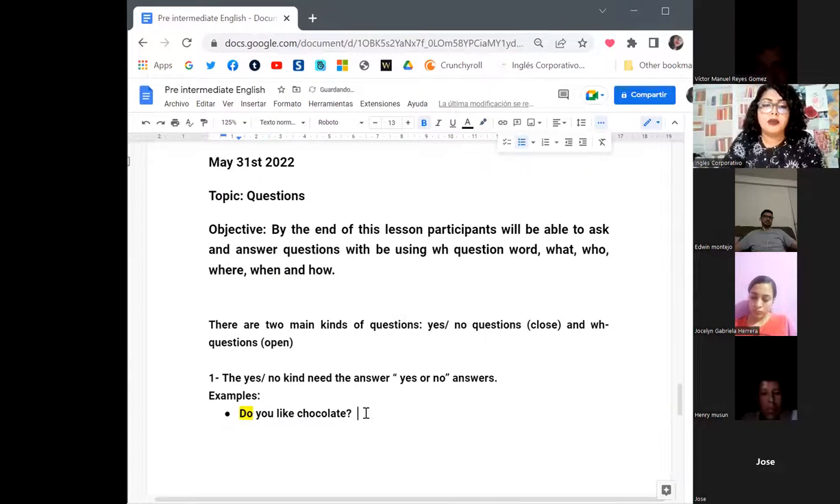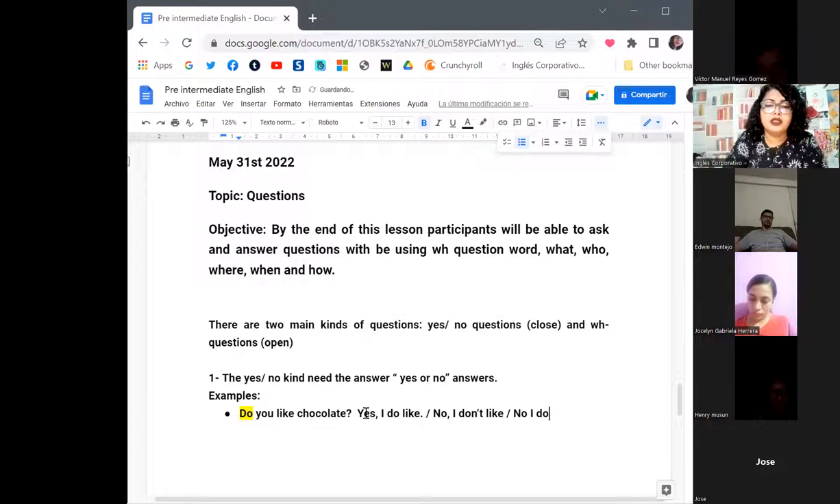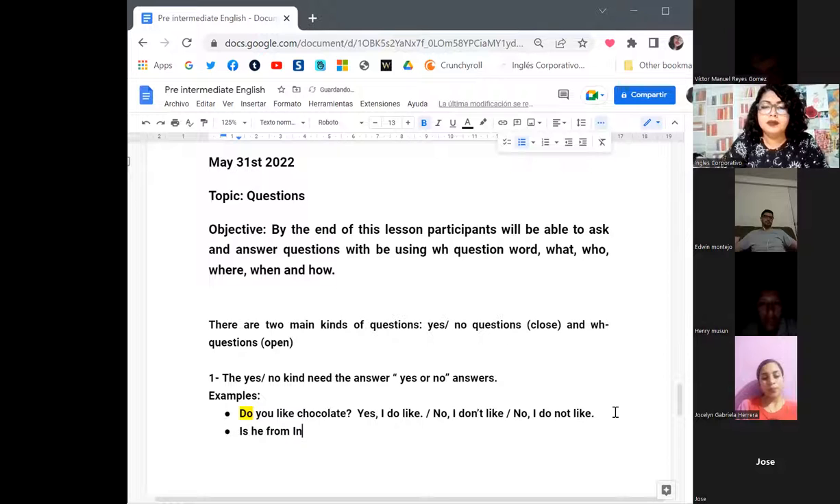For example, yes, I do like, or maybe, yes, I do, simple. Or we can say in negative, no, I don't like, or no, I do not like. Simple como eso. Solo vamos a agregar yes, I do, or no, I don't. Simple, simple. Then we have another one. Is he from India? Yes, he is. No, he is not.